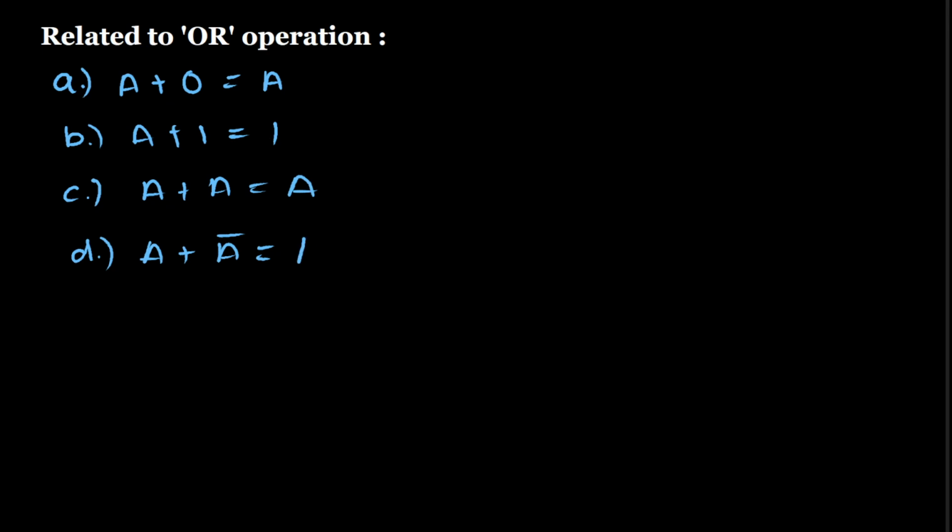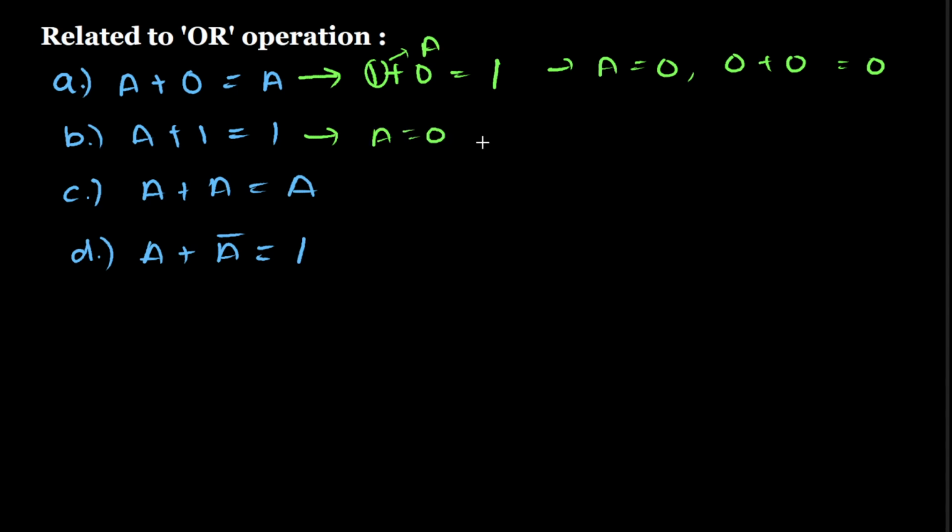So why is this? If I'm taking 1 plus 0, then my answer will be 1. If I am taking A equal to 0, then 0 plus 0 will be equal to 0. Similarly, why is A plus 1 equal to 1? See, if I am taking A equal to 0, then 0 plus 1 is equal to 1. If I am taking A equal to 1, then 1 plus 1 will always be equal to 1.